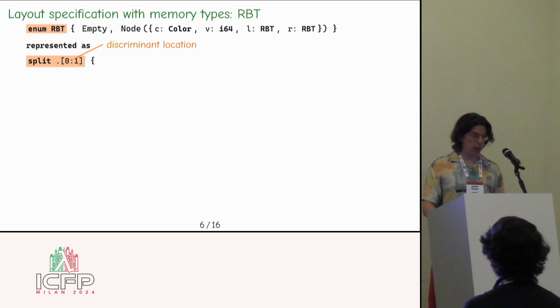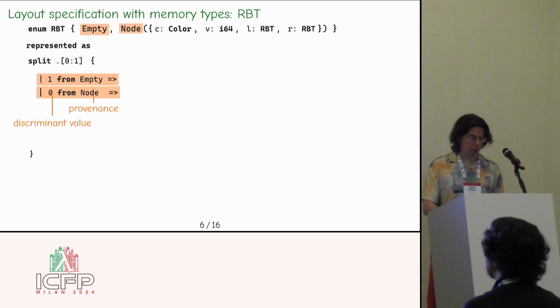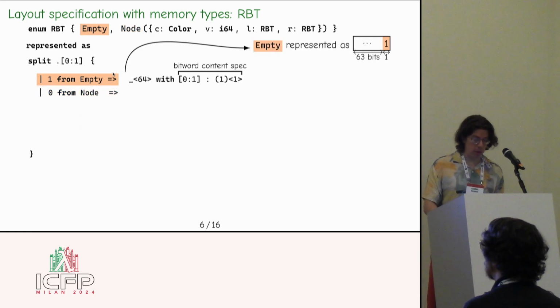So I have my split, and then I need to do the various pieces. At the lowest bit, I have either 1 or 0. It's a single bit, so anyway. I can give the provenance: either it is empty or it is a node. Now let's look at the empty case. The empty case is pretty easy. We don't care, it can be whatever, because there is nothing of interest in the empty case. And so we just have a wildcard that's going to be on 64 bits.